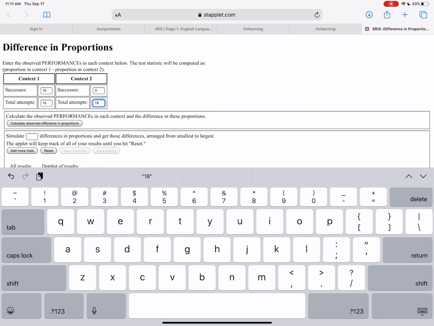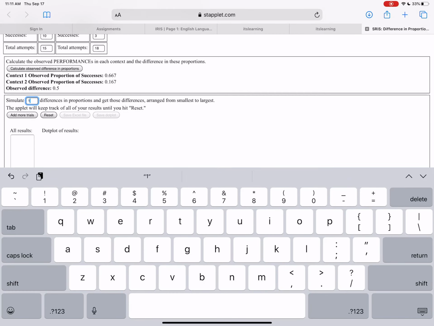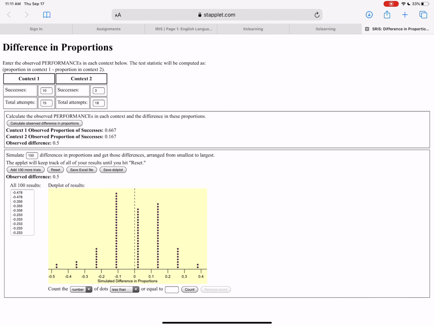When I press calculate the observed difference in proportion, you'll notice that it gives me a test statistic. The observed difference is your test statistic, and we see if we can simulate it multiple times by random chance. From there, we want to simulate 100 differences, which means I'm going to have 100 dots on my dot plot, giving me the simulated difference in proportions. My observed difference is 0.5, which is 50%, and I'm looking for 0.5 on the graph. So from here, this is your dot plot.